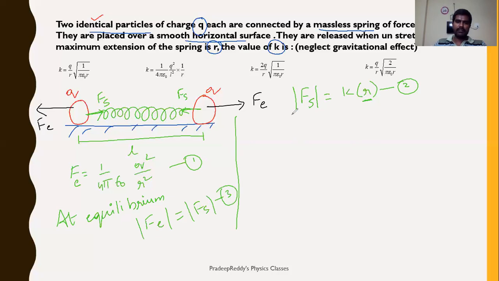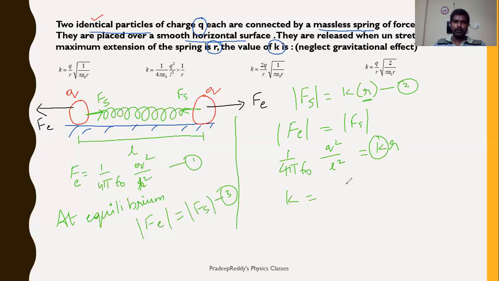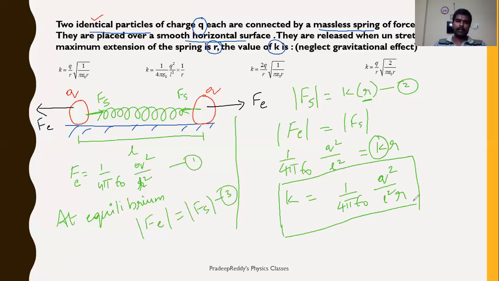Using 1 and 2 in equation 3, I can write Fe magnitude is equal to Fs. Substituting that, 1 by 4 pi epsilon naught q square divided by L square is equal to the spring force, which is K into R. Now I want to calculate this K. K is equal to 1 by 4 pi epsilon naught q square divided by L square into R. This is the spring constant which is obtained in this problem.